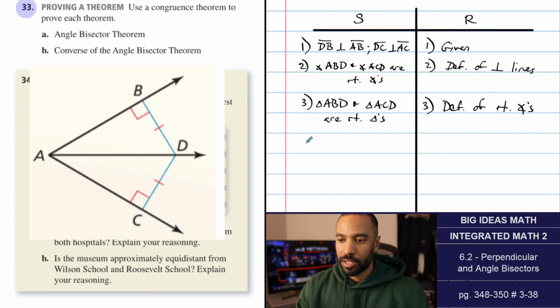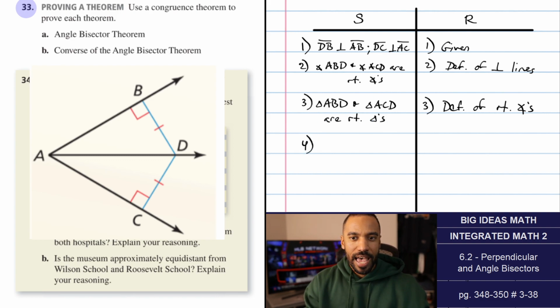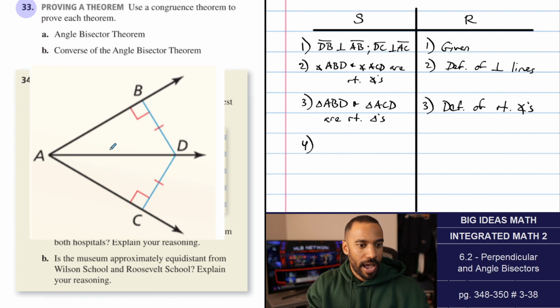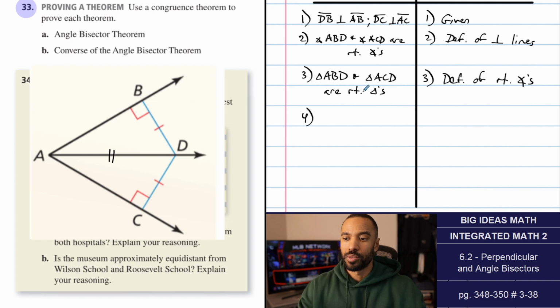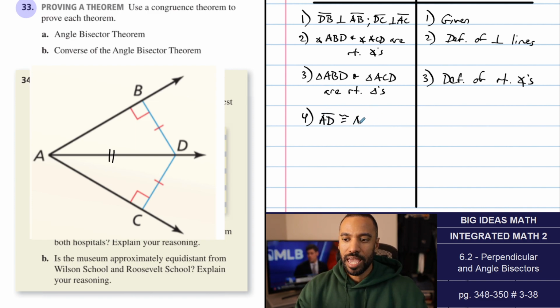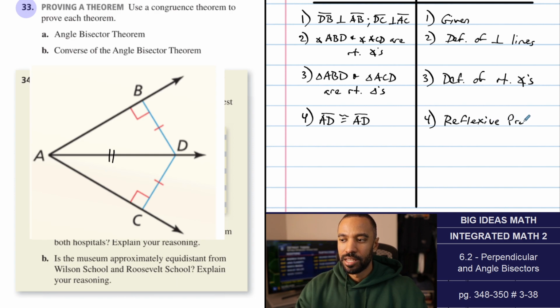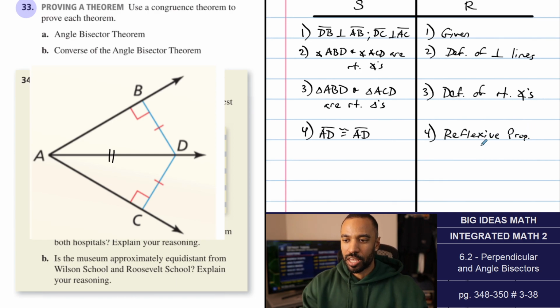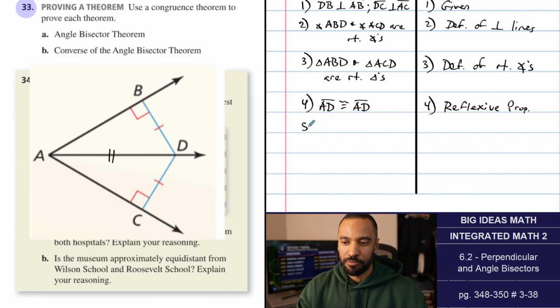Statement 4, I'm going to go with the shared side in between. That's now a hypotenuse to us. Segment AD congruent to itself by the reflexive property. AD congruent to AD by the reflexive property. I completely skipped the other given. I assumed I had already written it, but I did not. Kind of a weird time that I'm writing this other one. Statement 4 should be 5, 5 should be 4. It's okay. It's still a part of things.